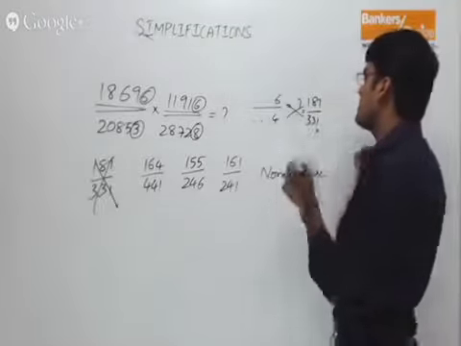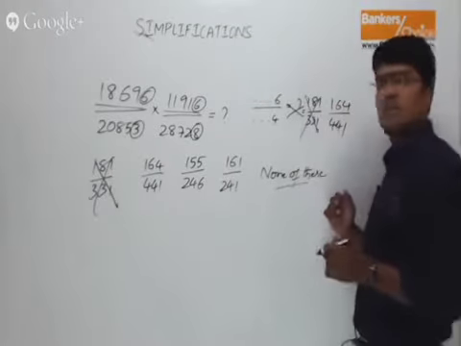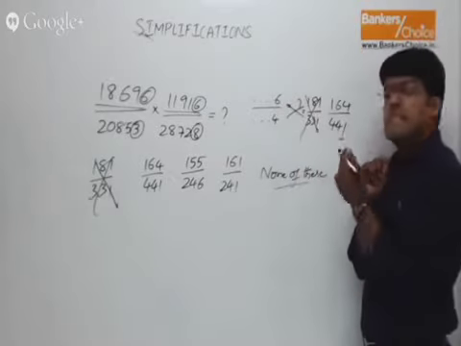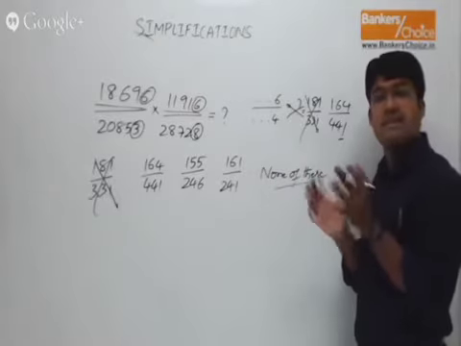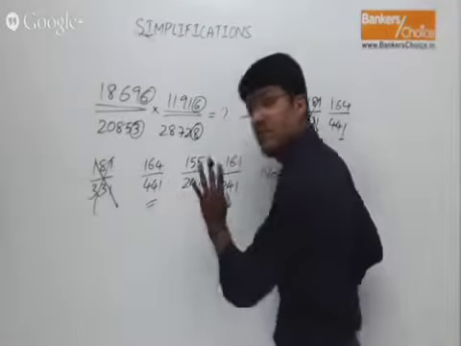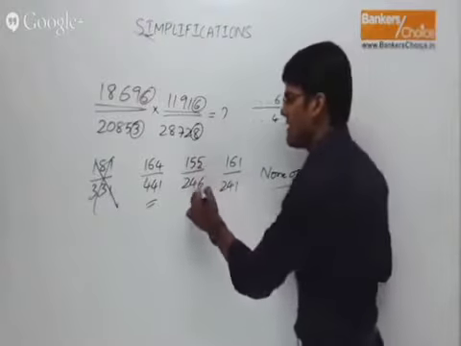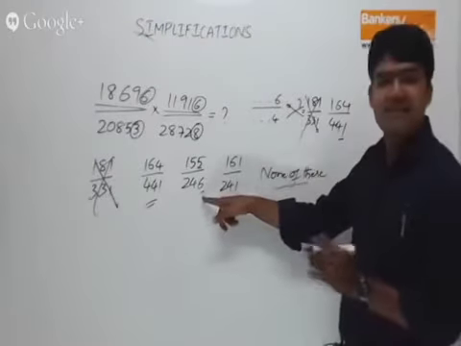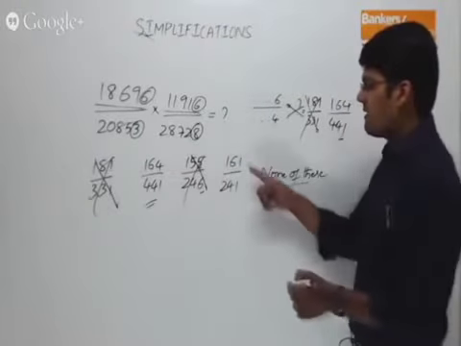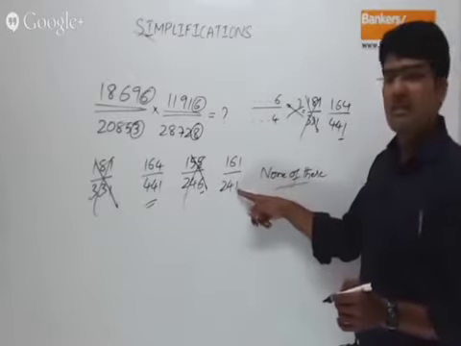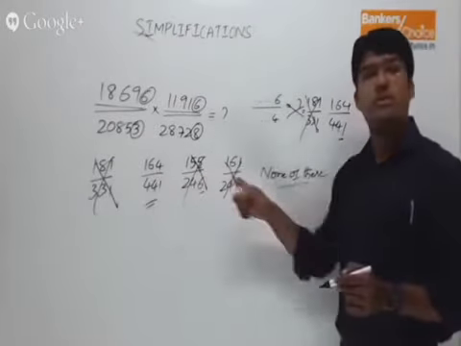Go for the next option. 164 by 441. 6 into 1, 6. 4 into 4, 16 ends with 6. 6 and 6. Possible. Maybe this is the right answer. Go for the next option. 5 by 6. Just look at this part. 6 into 6, 6. 4 into 5, 0. Not possible. 6 into 1, 6. 4 into 1, 4. Not possible. Either the answer has to be second option or it has to be fifth option.